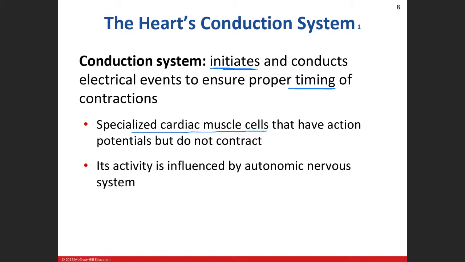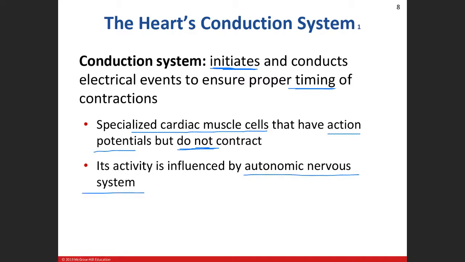Okay, so we're going to talk about these cardiac muscle cells that are going to involve our action potentials, but they do not contract, okay? Those are the nodal cells. We'll talk about them. Their job is just to make the, I hate to say it, I don't want to say electricity, but they're going to be like the wiring system for the heart, okay?